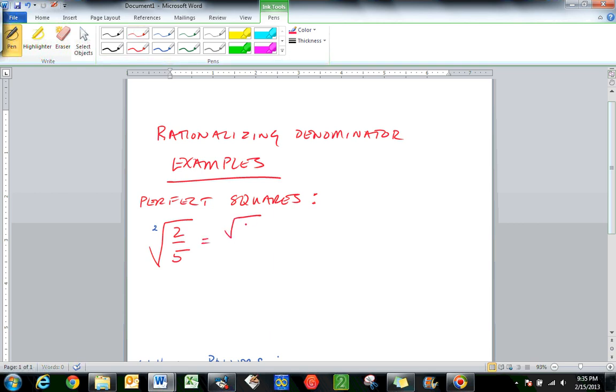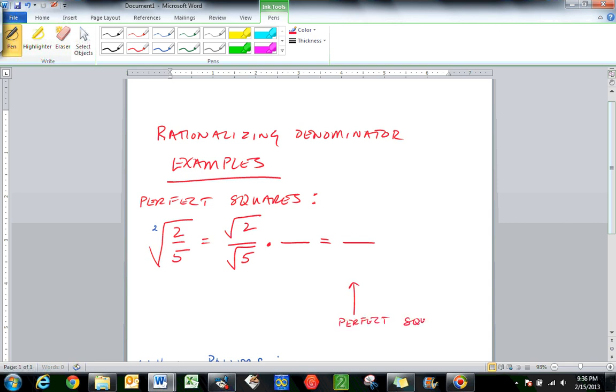we could take our radical properties and break this up into the square root of 2 over the square root of 5. Then we would want to rationalize the denominator. What we were doing here is looking to rationalize the denominator by something that would create a perfect square here.